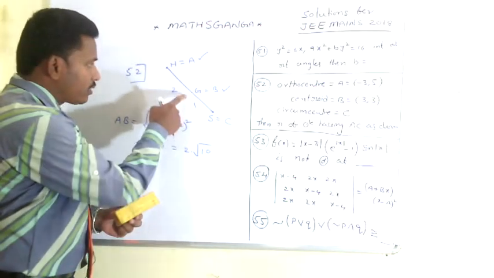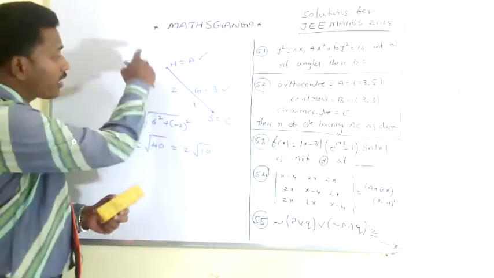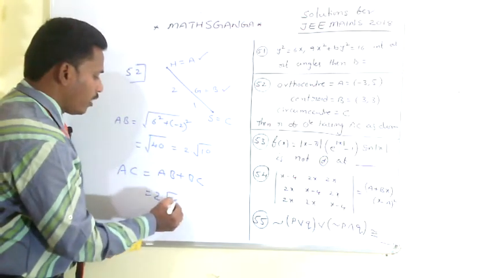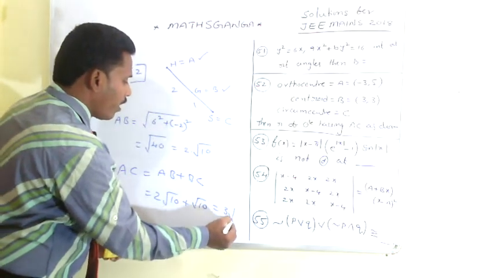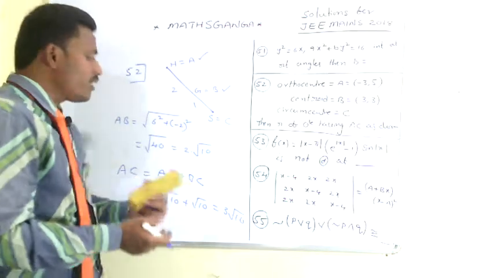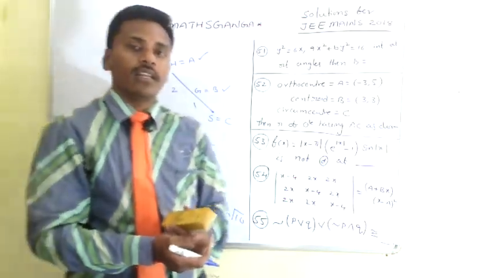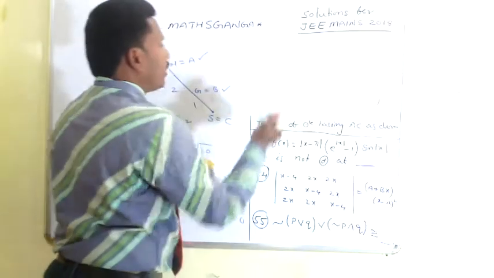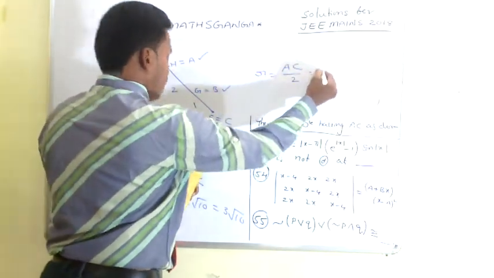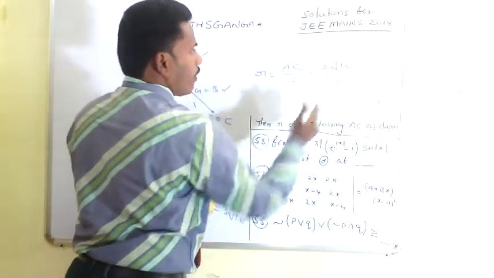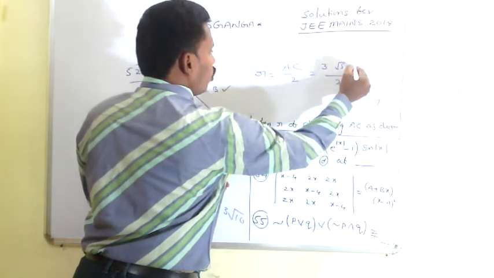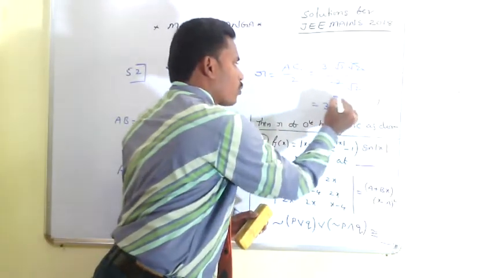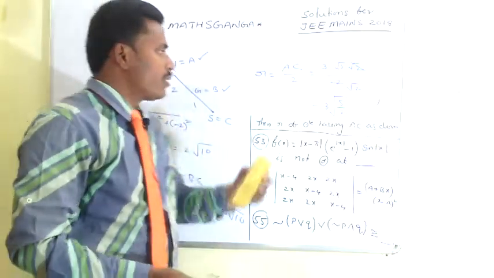Then automatically the distance from the centroid to the circumcenter is root 10. Then what is the total length AC? The total length AC is nothing but AB plus BC. AB is 2 root 10, BC is root 10, and on simplifying we have 3 root 10. Since AC is 3 root 10, the radius of the circle having AC as diameter is AC by 2, so 3 root 10 divided by 2. I can write root 10 as root 5 into root 2. The root 2 cancels with the denominator 2's root 2, and finally your answer is 3 into square root of 5 by 2.